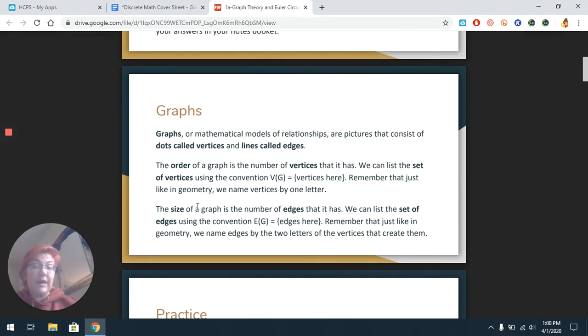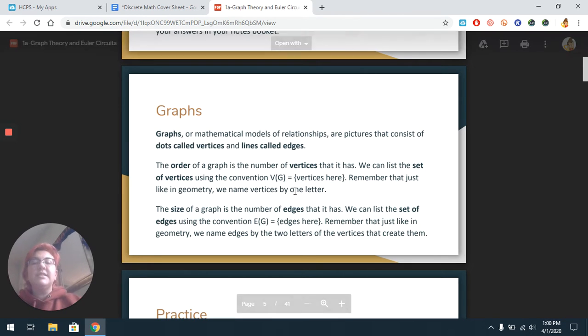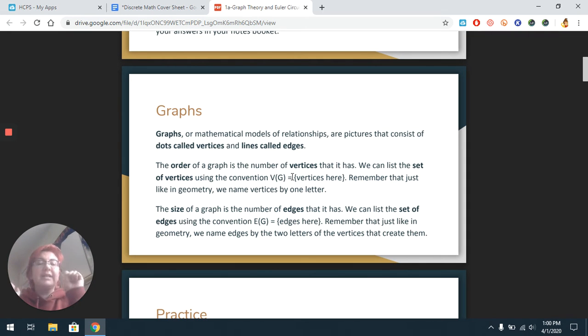Let's talk about what a graph is. So again, we said that a graph is a mathematical model of a relationship, but really it's a picture. For us, it's a picture that's made up of dots that we call vertices and lines that we call edges. So the order of a graph is the number of vertices that it has. And we list the set of vertices using the convention V of G equals, and then you make those brackets for your set and you list your vertices separated by commas.